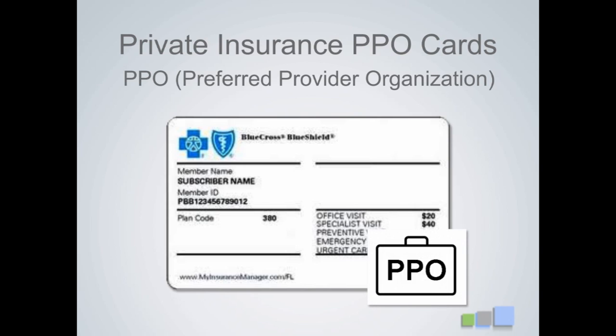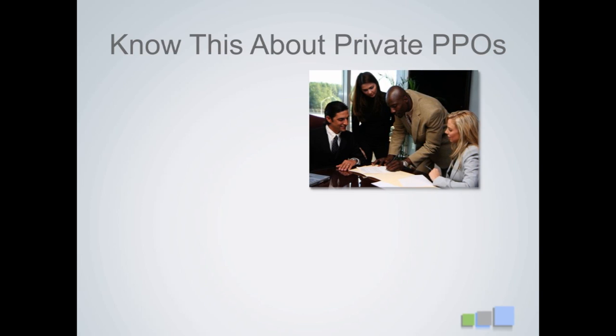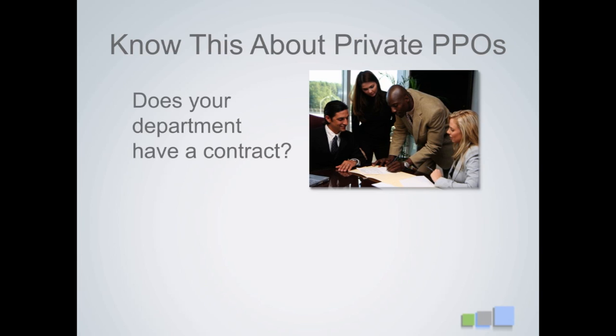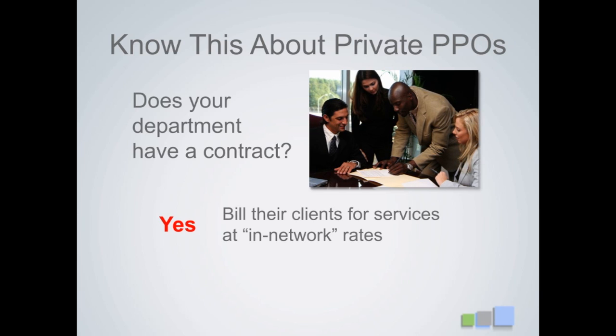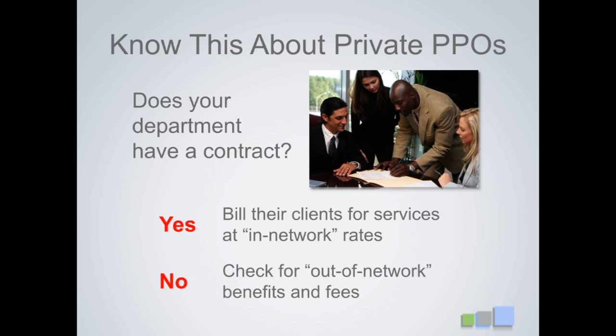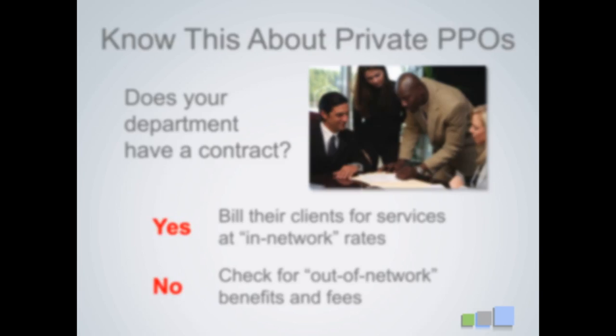Often it will list that the plan is a PPO, or Preferred Provider Organization. Generally, PPO plans require your clinic to have a contract in place in order to receive payment. That will allow you to bill them as an out-of-network provider. If your department has a contract with the insurer, you should bill patients at the in-network rate. If you have no contract, you should check to see if the patient's PPO plan includes out-of-network benefits. That means the patient's insurance should be valid at your clinic.